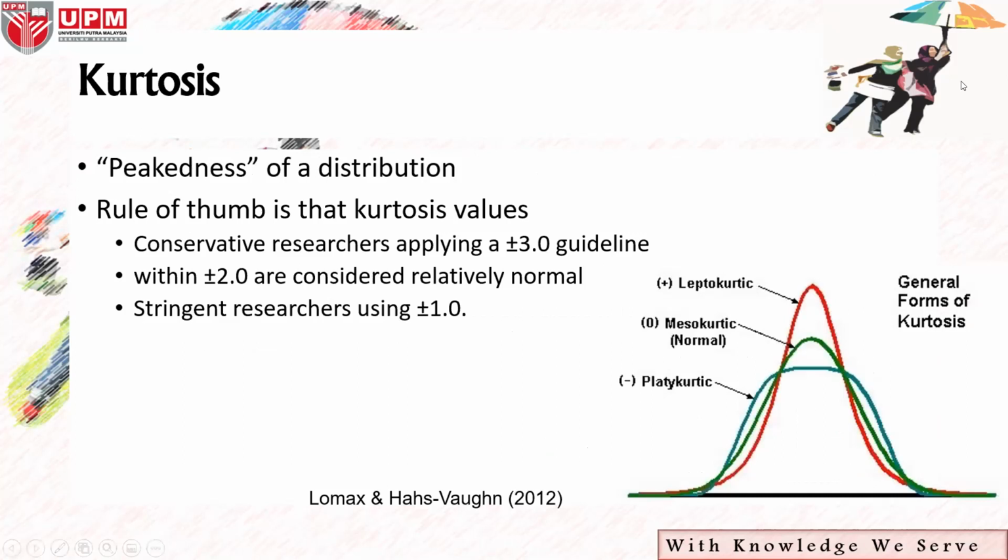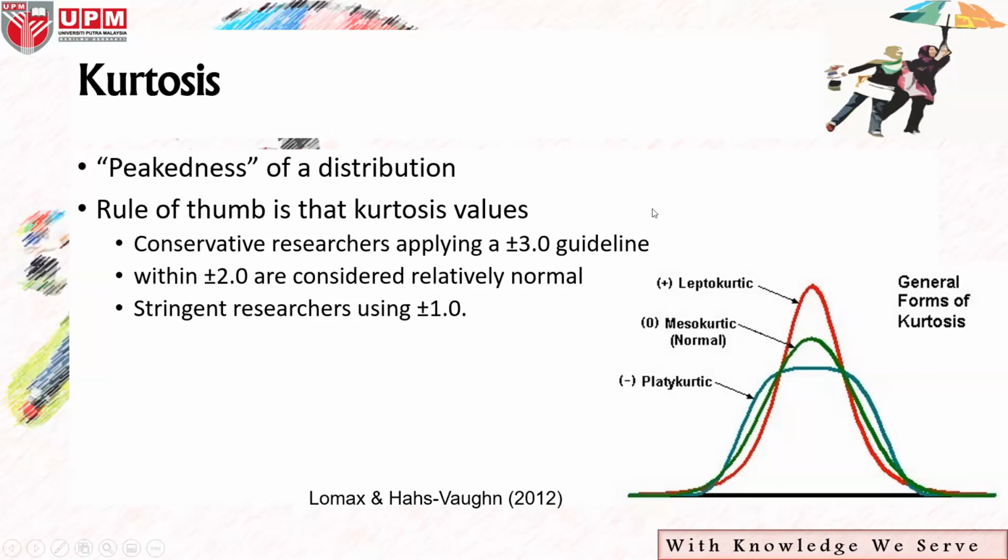Okay, next one. Next criteria to determine data normality is based on kurtosis. Kurtosis is referring to the peakedness of a distribution. Earlier we looked at skew, the brightness, the spread of data. But now kurtosis, the peak of the data. Okay, so there are 3 types of kurtosis: leptokurtic, mesokurtic, and platykurtic. Not platikus, platykurtic. Okay, there are 3 types. So what we want is the mesokurtic. Mesokurtic is referring to the normal data.